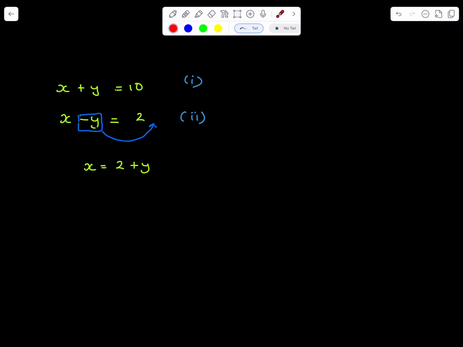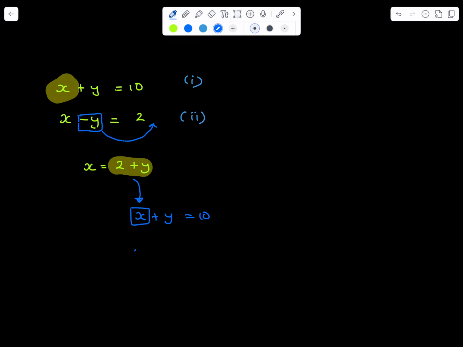I'm either wanting to make x the subject or y the subject. So x is the subject here. Now, all you need to do is wherever you see x in our first equation, we just need to substitute this in because that's what x is. So let me write out the first equation. The first equation was just x plus y equals 10. And instead of x, we're going to add that in because that's what x is.